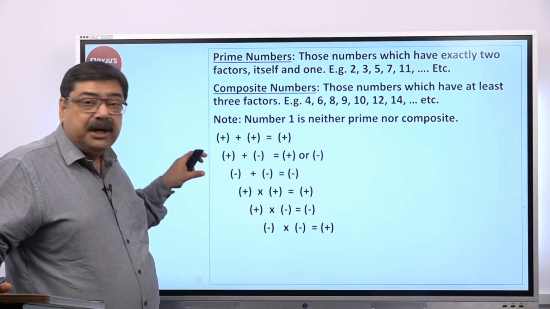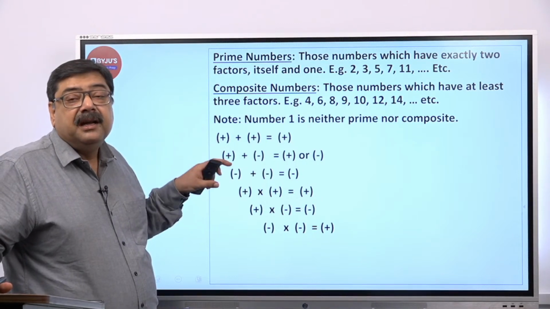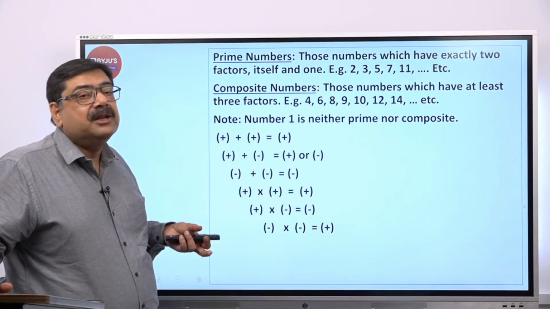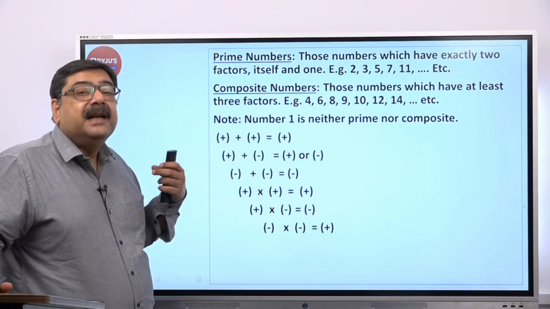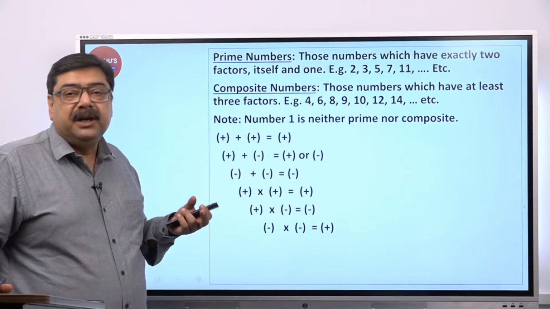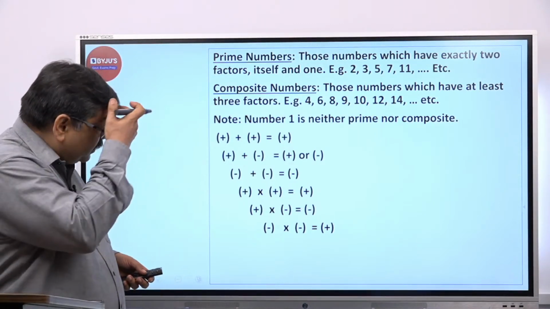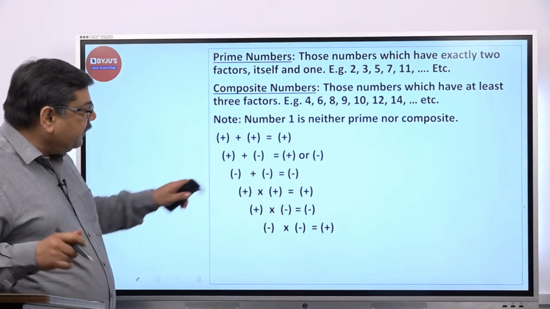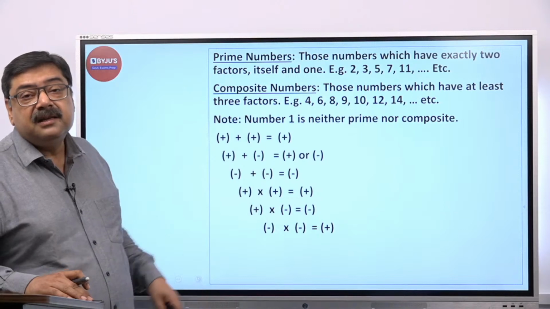If the magnitude or value of the positive number is greater than the magnitude of the negative number, then your answer has to be positive. And similarly, if there is a negative number which has a greater magnitude than the positive number, then your answer will be negative. Then finally, if you add two negative numbers, then the answer is negative only.